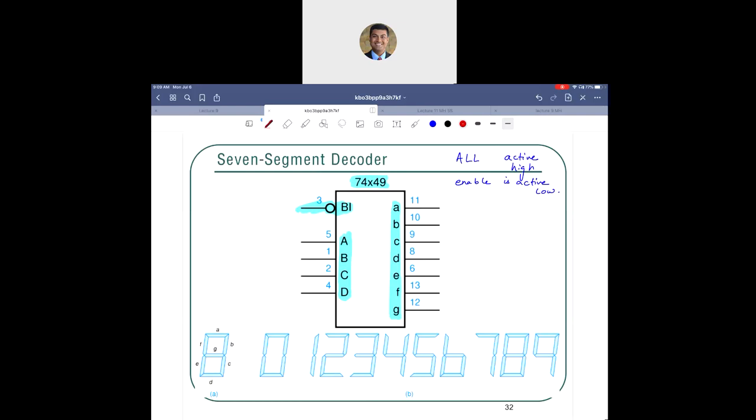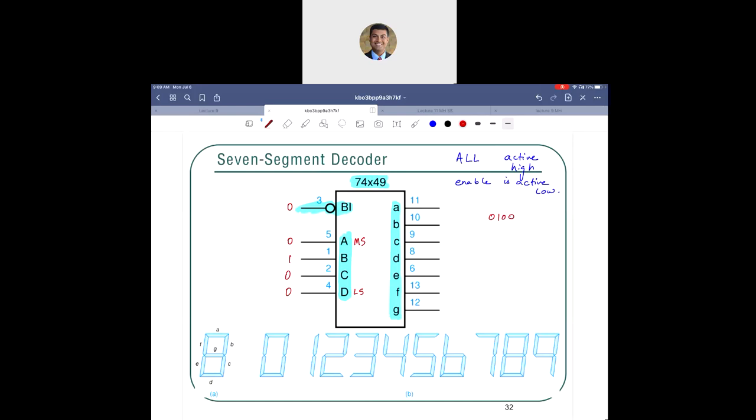Now, let us check what happens if you have an arbitrary input sequence. Let's suppose I connect a 0 there, enabled it, and I have 0, 1, 0, 0. Those are my inputs. Now, if you look at the data sheet of 74X49, you will see that A is the most significant input, and D is the least significant input. So you have to read it as 0, 1, 0, 0, and not the other way around.